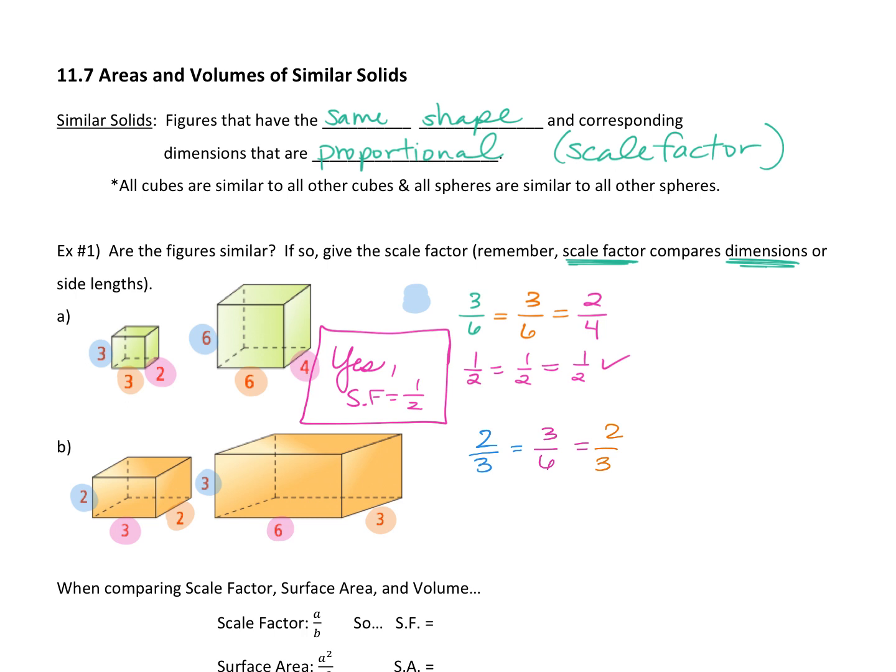Are those figures similar? No. No, because this one is 1 to 2, right? These are not equal. So if any of them are not equal, then we would say these are not similar. Okay, they all have to be proportional. Questions on that?